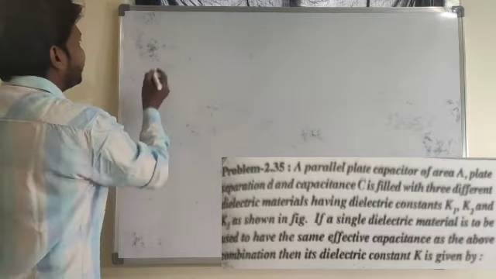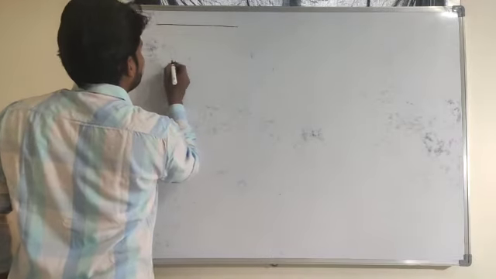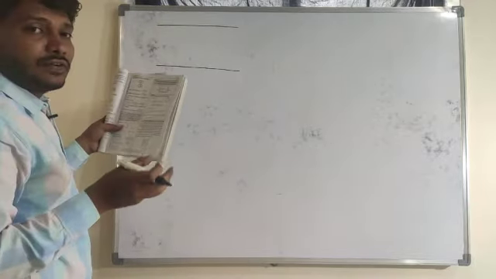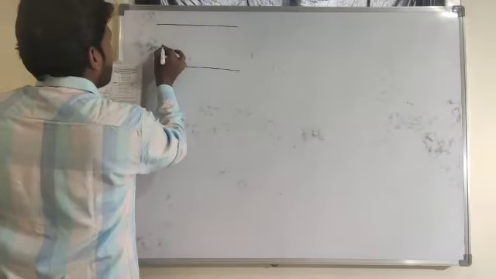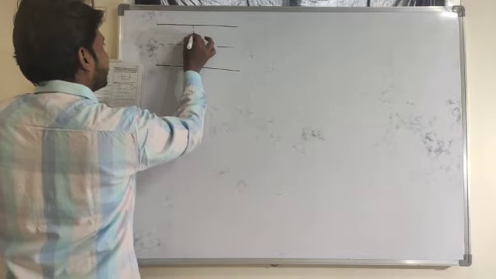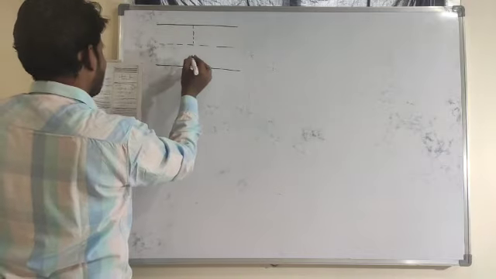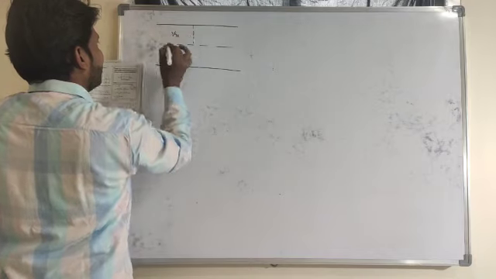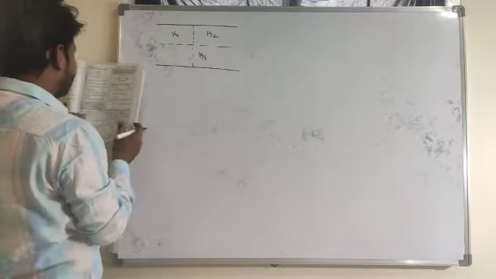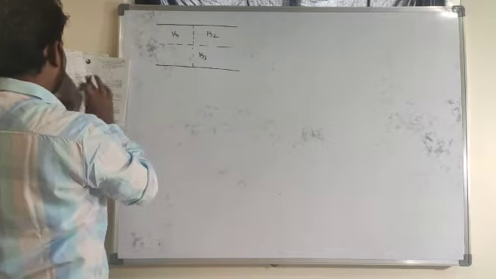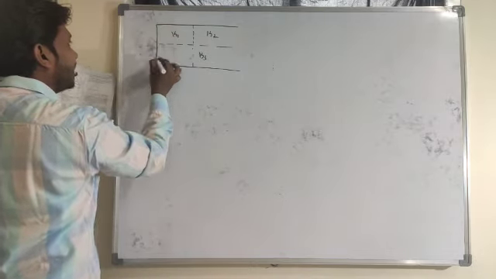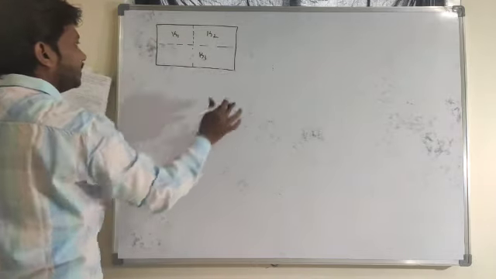First let me draw the diagram here. This is the parallel plate, and between these parallel plates I fill three dielectric materials having different values of dielectric constant. This one is K1, this one is K2, and this entire thing is K3 here. And the area of the plate is A. So they are filling three different dielectric materials as shown in the diagram here.